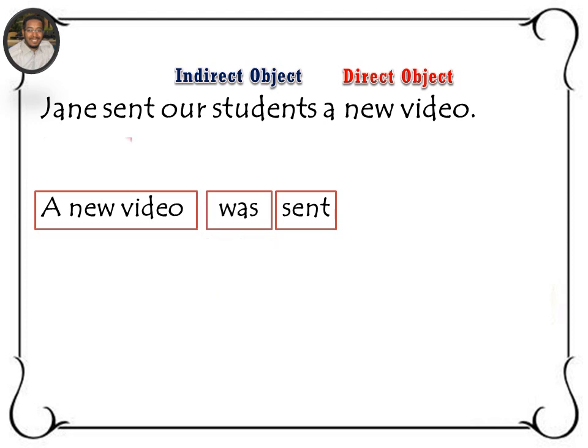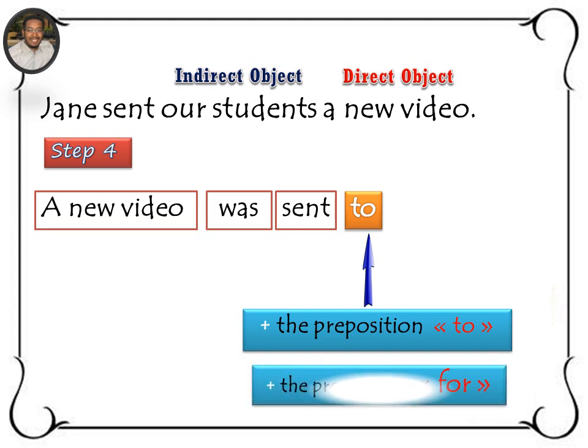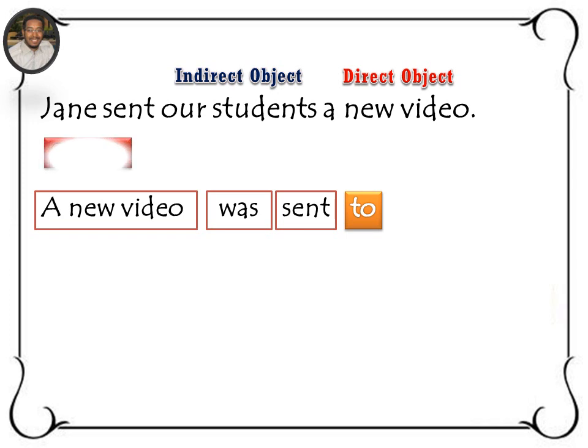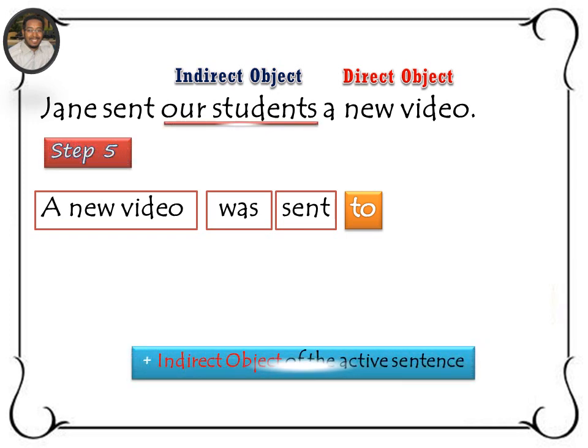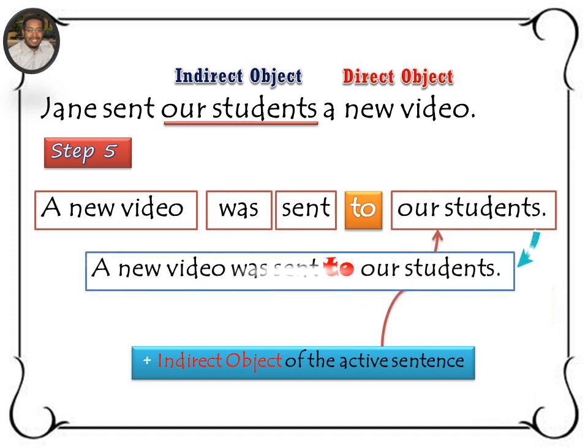In step 4, we need a new element, which is the preposition to say to whom this video was sent. In some cases, we can even use the preposition for. And in step number 5, plus the indirect object of the active sentence, which is our students, and we get: a new video was sent to our students.